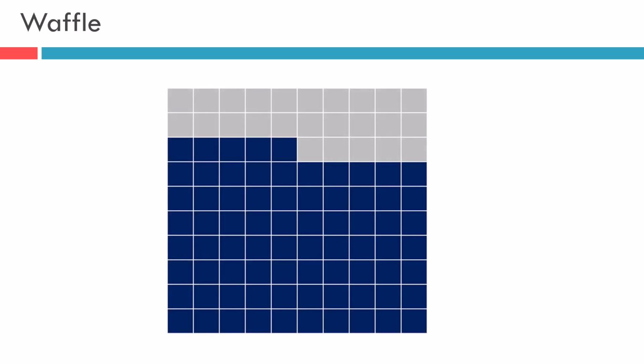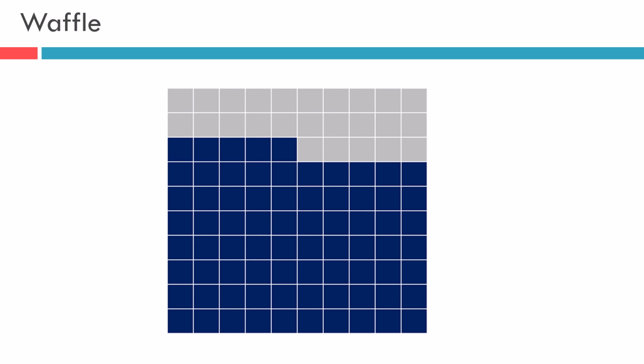If we want to show something as, say, 75%, then we can highlight 75 small squares in a different color as shown on the screen. So looking at this waffle chart, we can gauge the percentage of highlighted squares to the whole squares. Waffle charts are thus a great way of visualizing the data in relation to the whole.